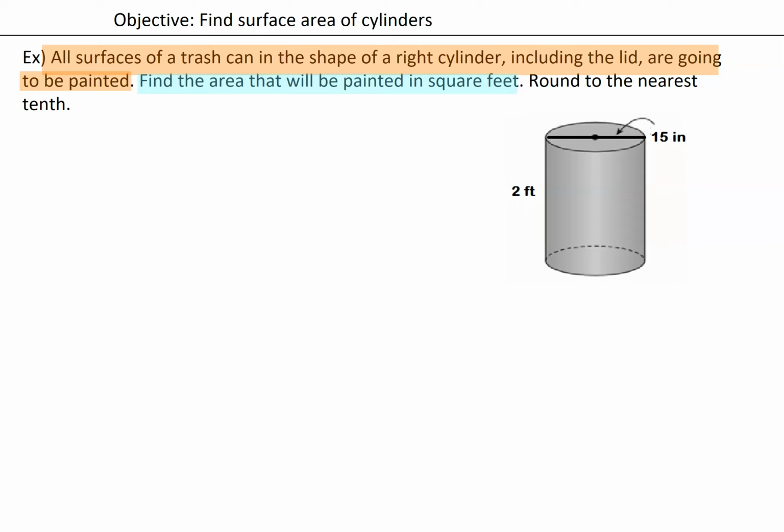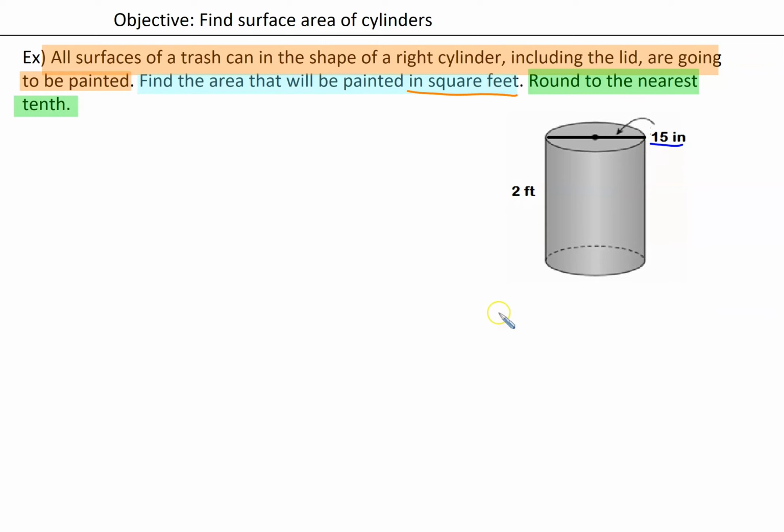Notice here it says we should round to the nearest tenth. Sometimes it might ask for an answer in terms of pi, but here we're going to use our calculators and get an answer to the nearest tenth. So if we want our area to be in square feet, we need all of our measurements to be in feet. So 15 inches, we're going to have to convert.